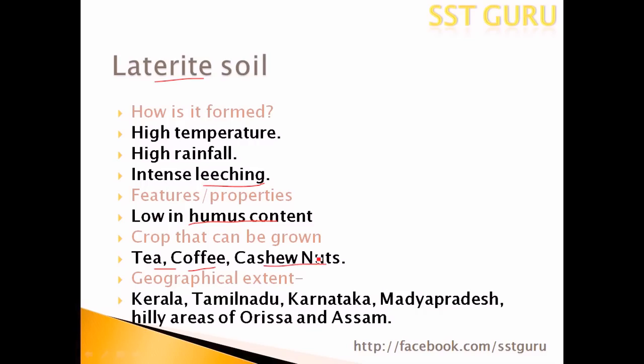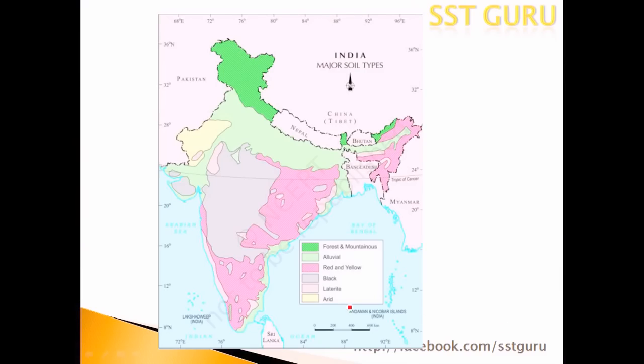That's it, very simple. Just these three crops can be grown in laterite soil. And the geographical extent for this, you see, is here. Laterite soil is found in parts of Tamil Nadu, on the eastern coast and western coast of India, and in some parts of Kerala and Odisha. Basically, these are regions with high rainfall and high temperature, where naturally you lose all your nutrients, and that gives way to laterite soil.